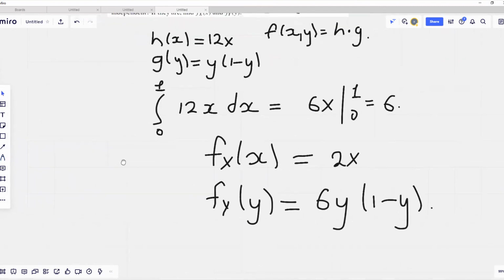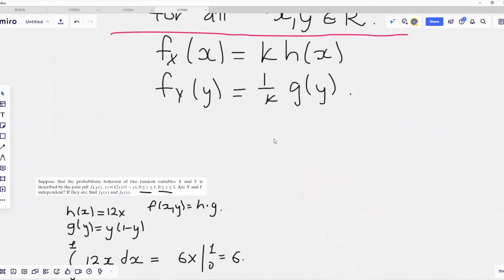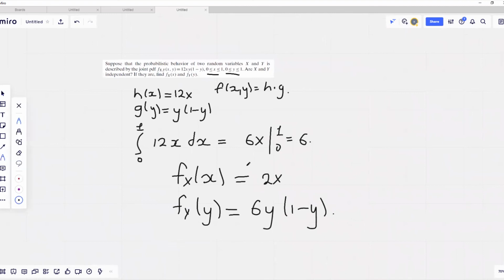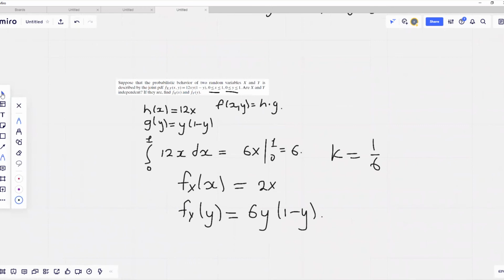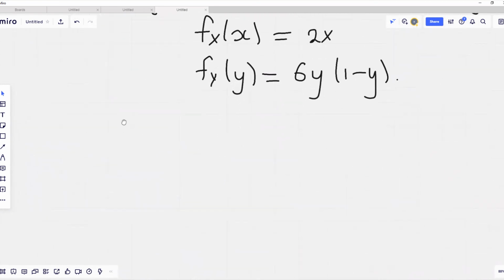All right. So if we come back to our theorem here, we have to find such k for h, h was 1/6. Then we have to multiply our g of y by 1/k. All right. Now that was a nice case when the boundaries of the region where our joint PDF is non-zero formed a square. Now let's take a look at another problem.